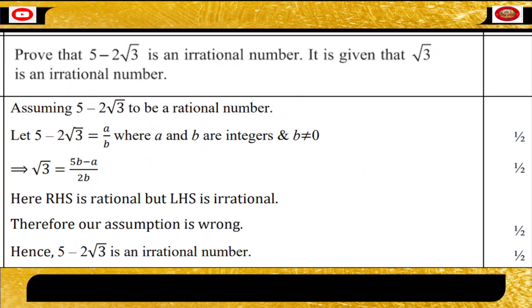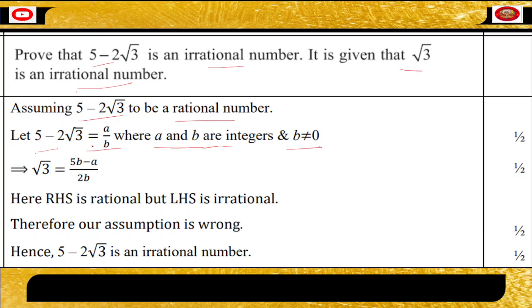Next question. Prove that 5 minus 2 root 3 is an irrational number. It is given that root 3 is an irrational number. Assuming 5 minus 2 root 3 to be a rational number, let 5 minus 2 root 3 is equal to a divided by b, where a and b are integers. B cannot be equal to 0. That means here is a 5.